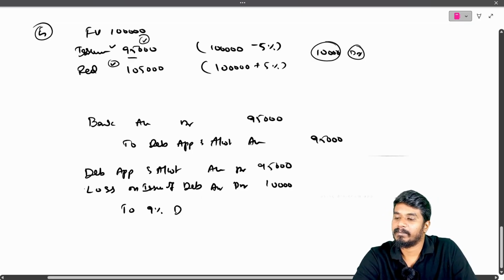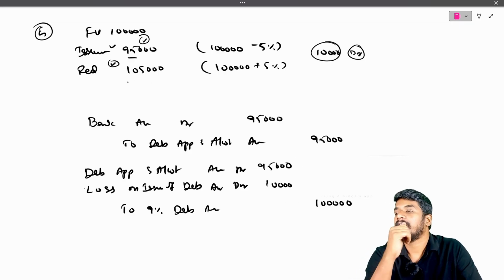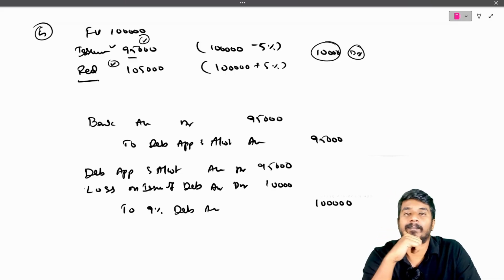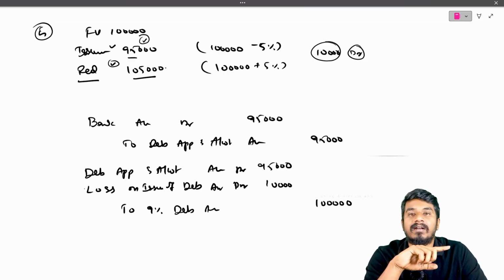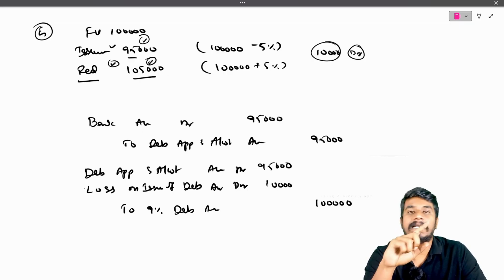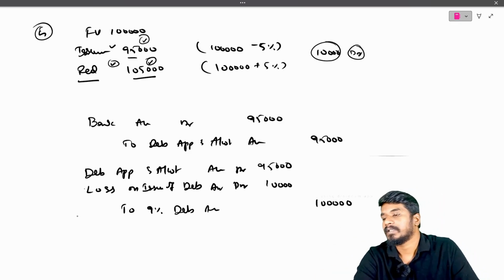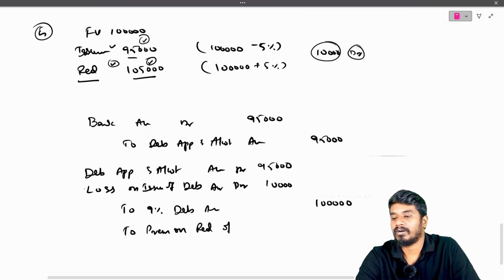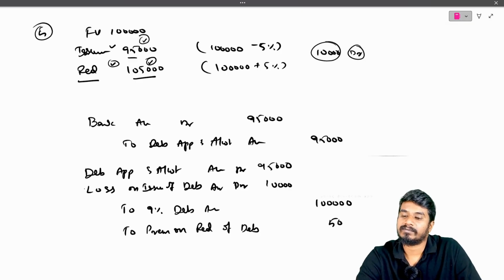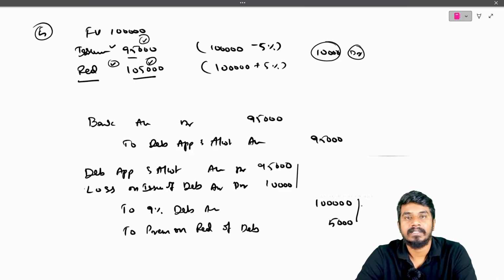Now 9% debenture account. How much will we transfer? Obviously 1 lakh we will transfer. And we need to show the premium on redemption. You need to remember this. If premium is there on redemption, we need to debit it as loss and we need to credit the same amount as premium on redemption of debenture. How much? 5,000. Correct. So is it matching? 1 lakh 5,000 debit and 1 lakh 5,000 on credit. Exactly matching. The answer is right.